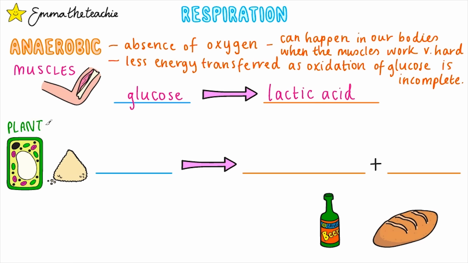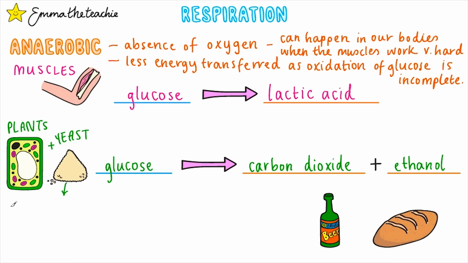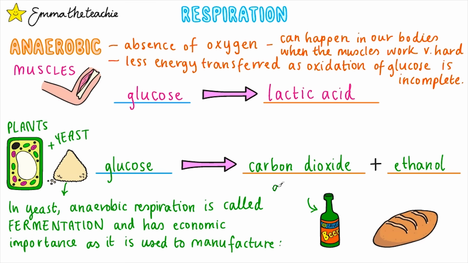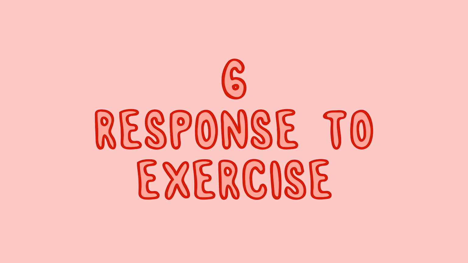Anaerobic respiration in plant and yeast cells produces different products. So here's the word equation for it. Glucose breaks down to give carbon dioxide plus ethanol. Anaerobic respiration in yeast cells is called fermentation. That's an important word to learn. And this process has economic importance as it's used in the manufacture of alcoholic drinks, for example, beer. This is possible because ethanol is released, which is a type of alcohol. It's also used to make bread, as the CO2 helps the bread rise, and the ethanol just evaporates as the bread is baked. 6. Response to exercise.